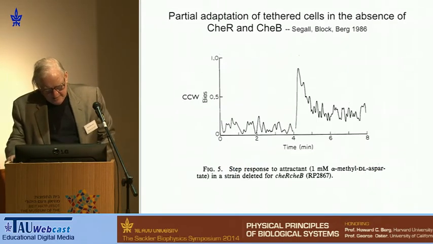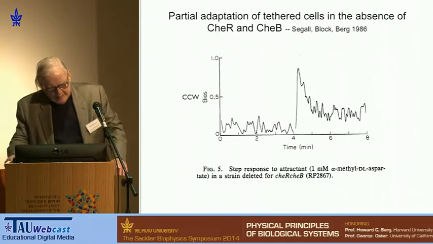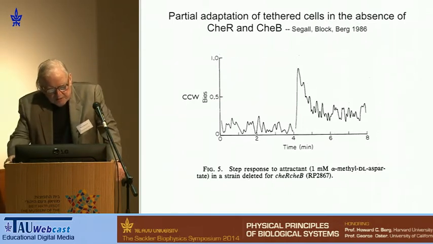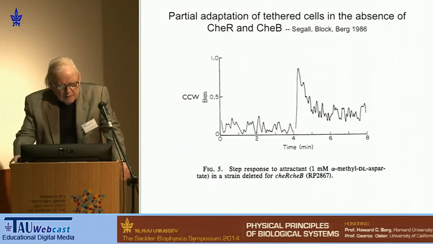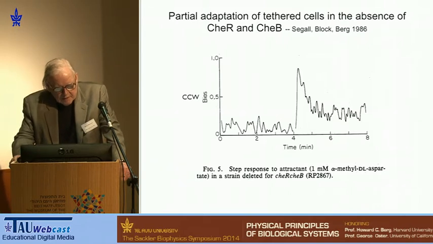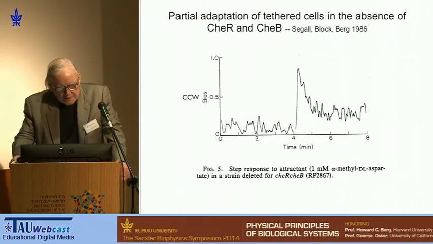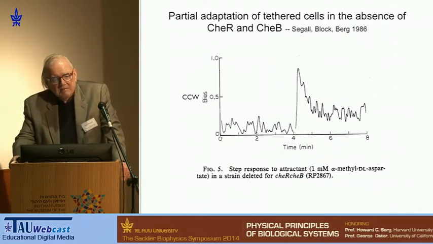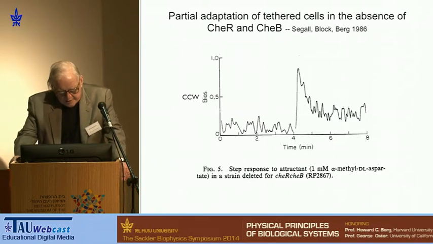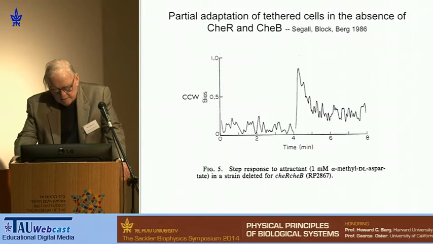Now, the methylation and demethylation involved in receptor methylation and adaptation involve two enzymes: the methyltransferase called CheR and the methylesterase called CheB. So what happens if you look at a cell that doesn't have either of those enzymes? And then, say at time 4 seconds on this plot, you suddenly add some attractant. You get a response. The rotation goes counterclockwise, and then you get a partial recovery.